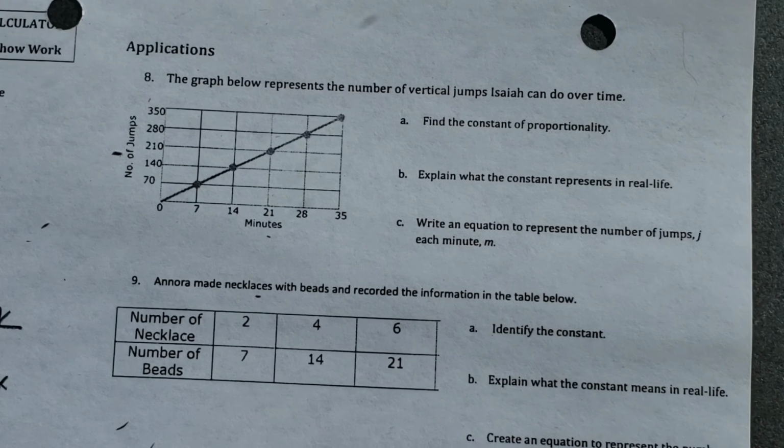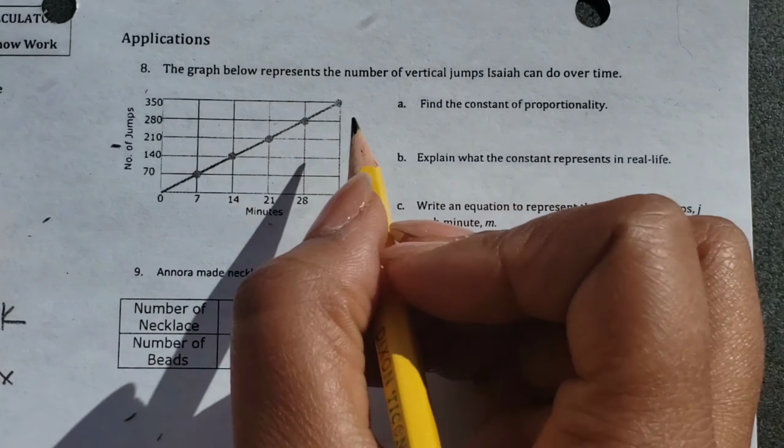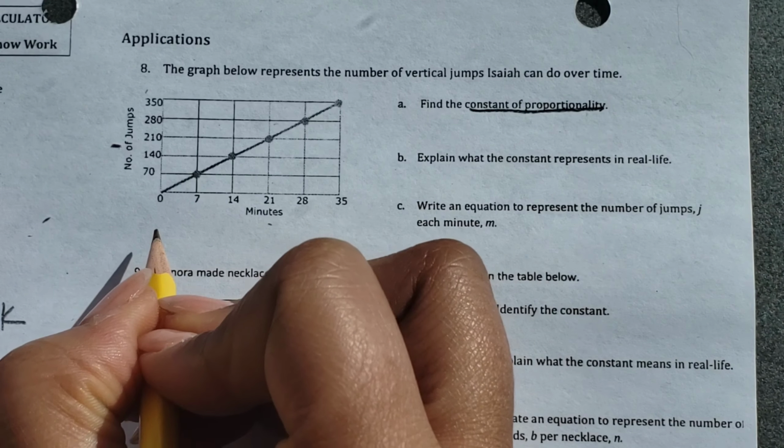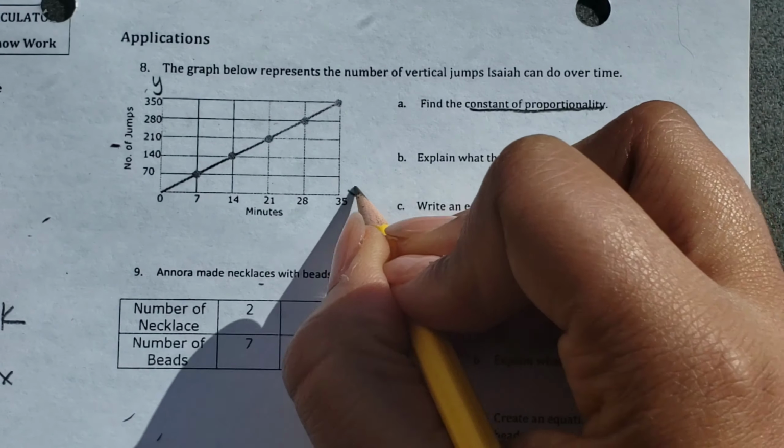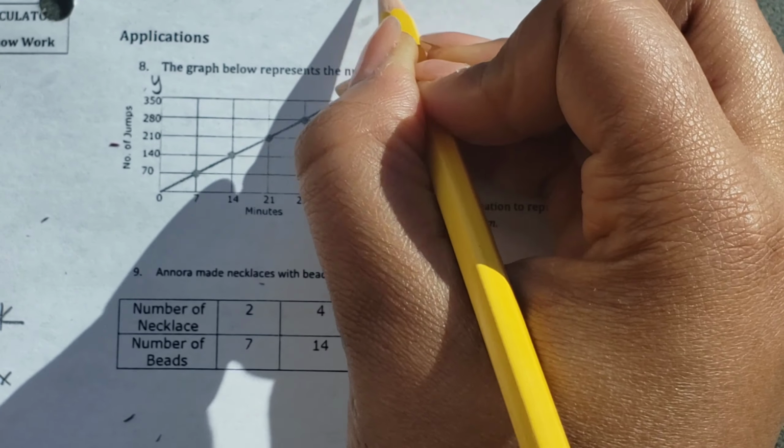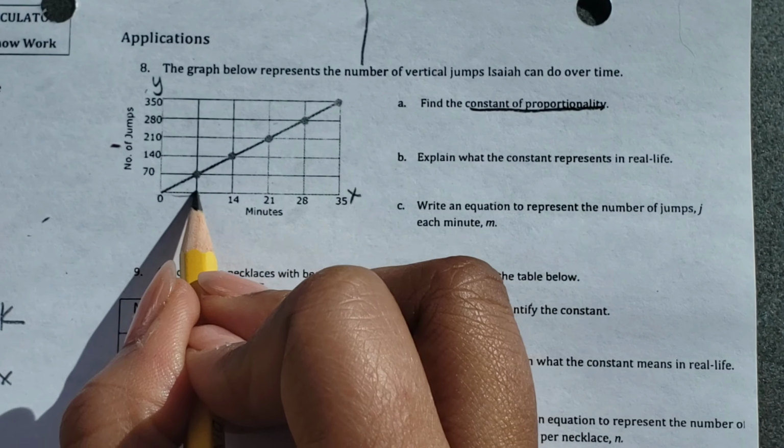Okay, let's look at number 8, another even one. Now we have to find the constant of proportionality. That means K or unit rate. Y is sky high, X is on the side. I'm making a little chart up here.